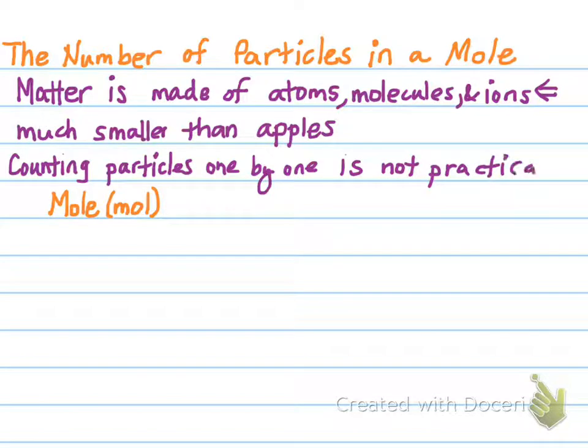So basically what we're saying here is, if we had a pile of atoms large enough that it's about the size of a computer mouse, it wouldn't be practical to count individually how many atoms there are. Number 1, you can't see them. Number 2, the number would be extraordinarily large. So we certainly can't count those one by one.